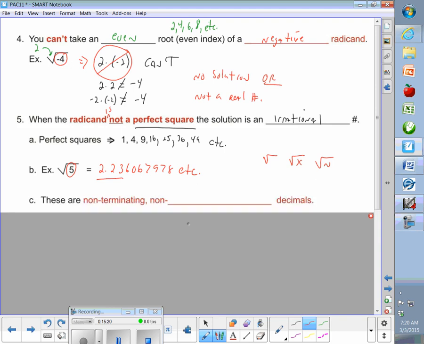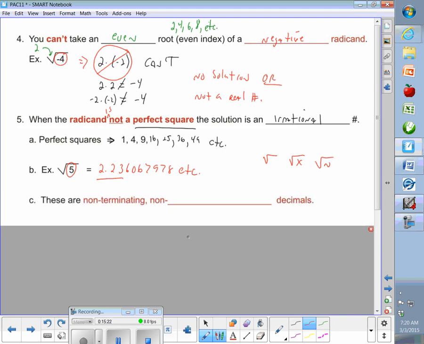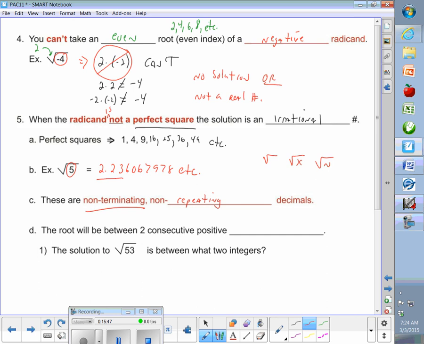But this is an irrational number. We can't represent it as a fraction. It's a non-terminating, goes on forever, non-repeating decimal. It has no pattern to it. All right, so an irrational number, and that's what's going to happen when it's not a perfect square.